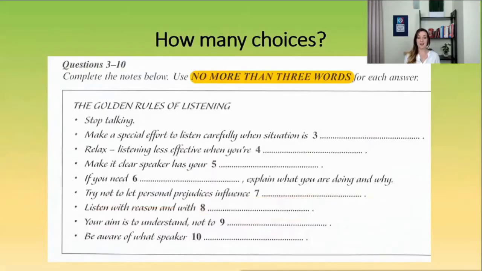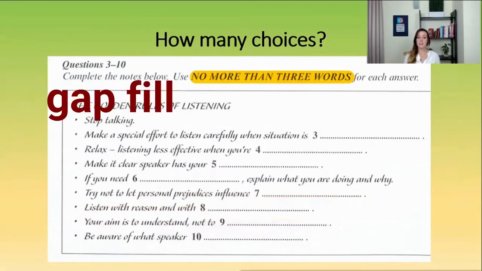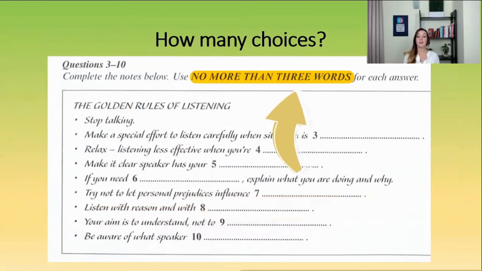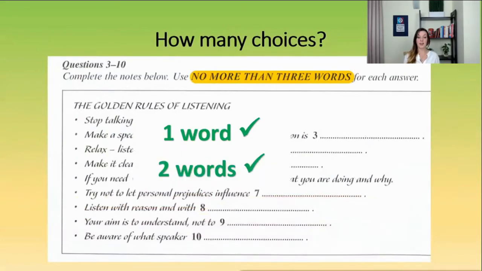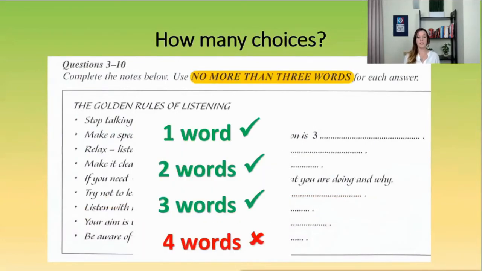So, how did you do? We'll find out later. Now let's move on to the second section. The first thing we look at in the second part is how many choices do we have? Well, here it's a gap fill, so we need to use no more than 3 words. That means 1 word is okay, 2 words is okay, 3 words is okay, but 4 words is not okay.